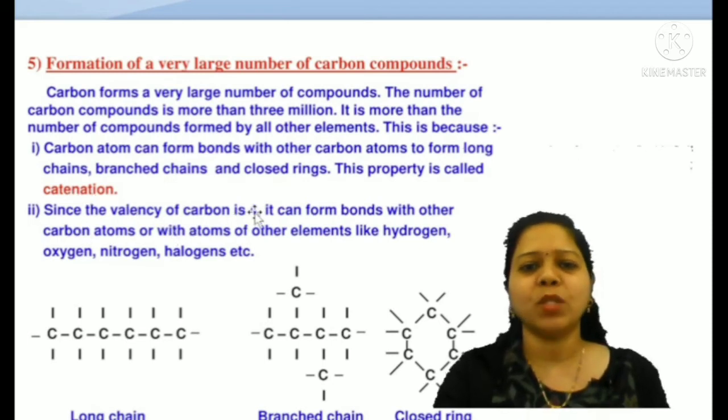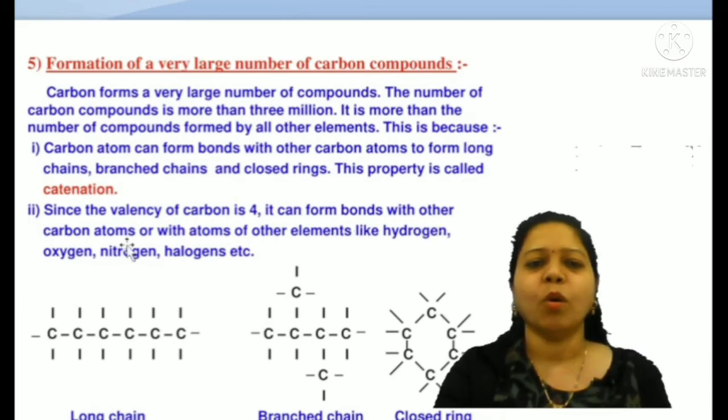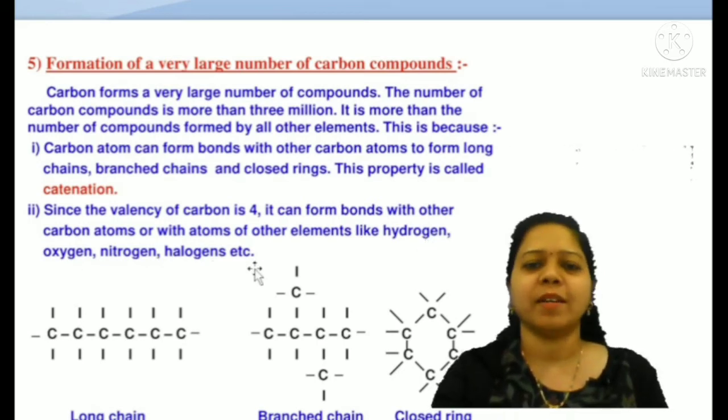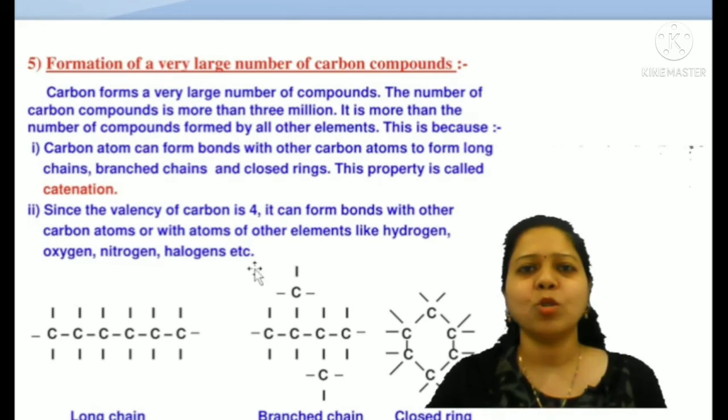Since the valency of carbon is 4, it can form bonds with other carbon atoms or with atoms of other elements like hydrogen, oxygen, nitrogen, halogens, etc. Carbon not only bonds with itself, it can also bond with other elements like hydrogen, nitrogen, sulfur, phosphorus, etc. That's why it can form millions of types of compounds.